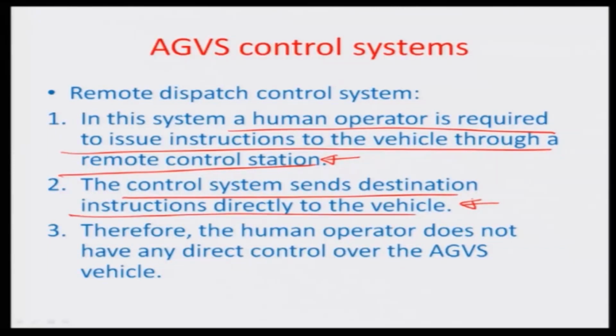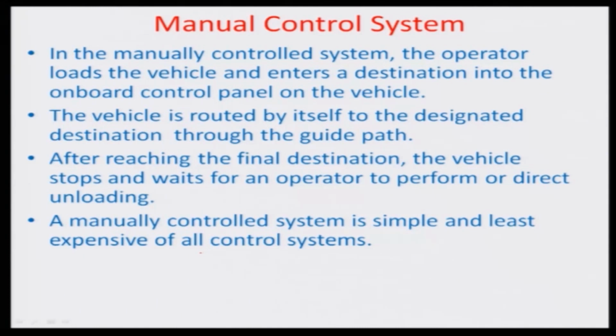So you basically as a human operator plan where the AGV needs to take what kind of load and deliver to what station. And although the human does not have any direct control over the AGVS vehicle, but it can actually plan and say how much is needed at what station. So that is a remote dispatched control system. And the other one obviously is manually fully controlled.